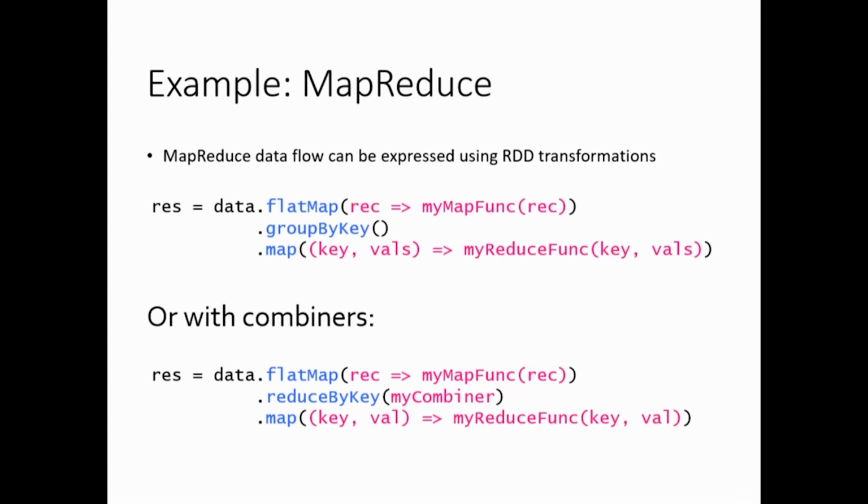So this is your Spark program. This is how you implement MapReduce with Spark. This is just to show that Spark is actually a more general framework than MapReduce. You can create a MapReduce program by running flat map and then reduce by key and then map, or group by key and then map. Here my map func is the mapper function and my reduce func is the reducer function.